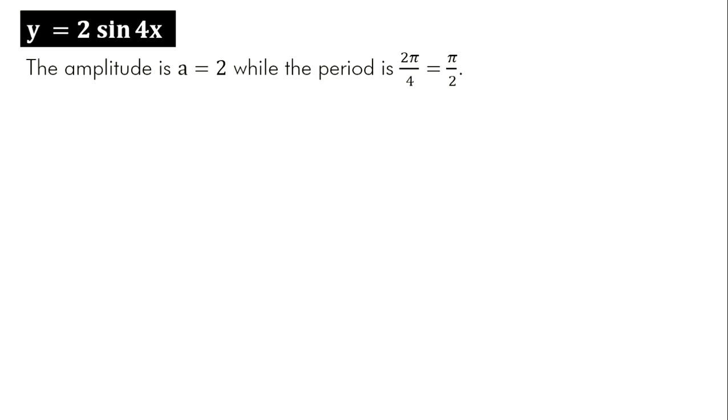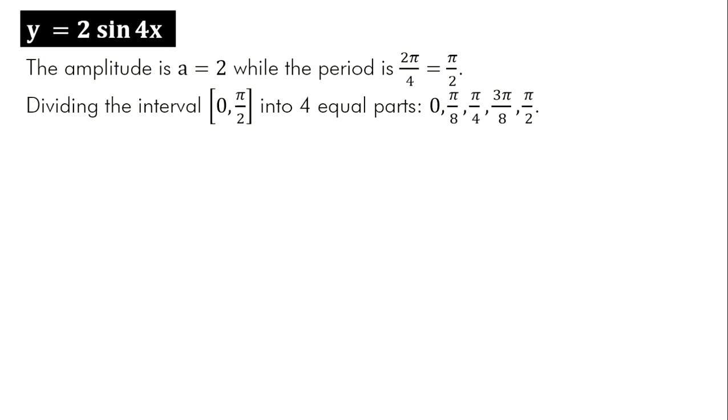Let's apply the concept of the amplitude and the period on the following examples. The first example is y equals 2 sine 4x. Obviously, as you can see here, the amplitude is equal to 2. And our period is 2 pi over 4, wherein our b here is 4. So 2 pi over 4 is pi over 2. Therefore, our period or our interval is from 0 to pi over 2.